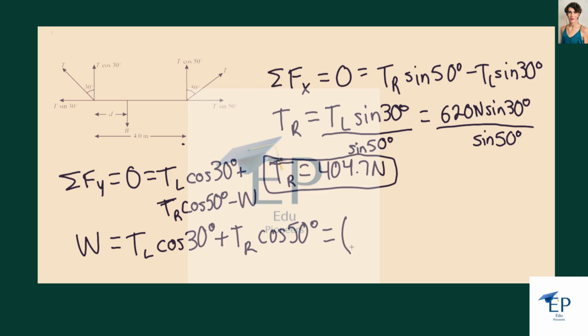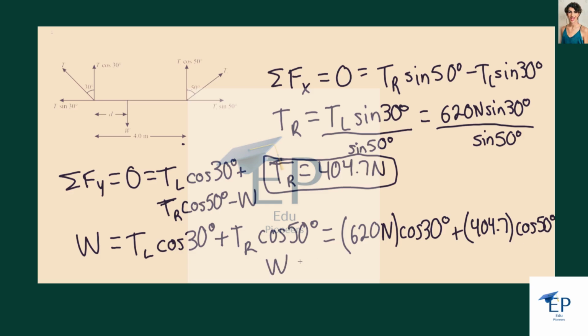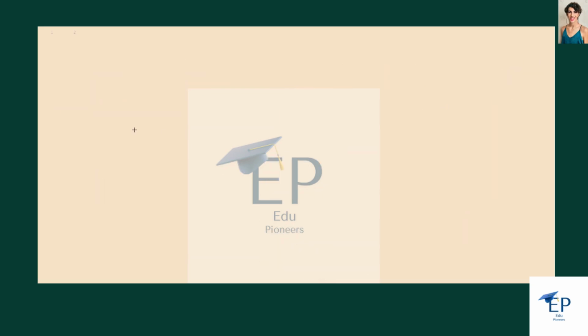And this will be equal to 620 cosine of 30 plus 404.7 cosine of 50. And we find that the weight is going to be equal to 797 newtons. So keep track of this. And at this point, we can find the center of gravity.